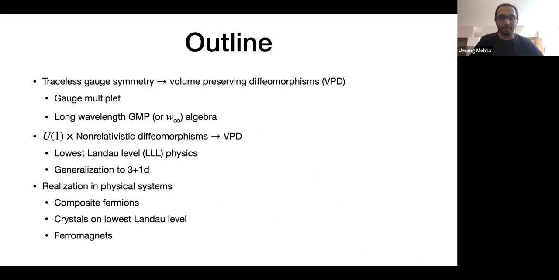Right. So for the realization in physical systems, this connection to lowest Landau level physics implies that we'll observe this volume preserving diffeomorphism invariance in a system of composite fermions in quantum Hall states, crystals on the lowest Landau level, where it's naturally obtained by virtue of there being a lowest Landau level, but also a hidden symmetry in ferromagnets, in particular related to the mobility of skyrmions. Okay, so starting with part one of my talk.